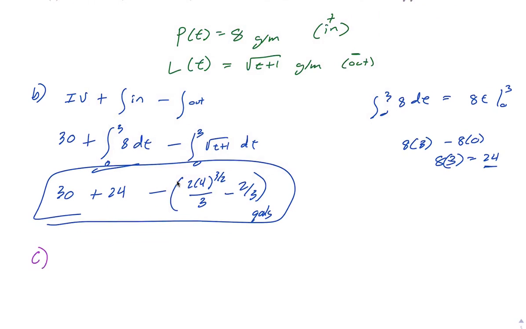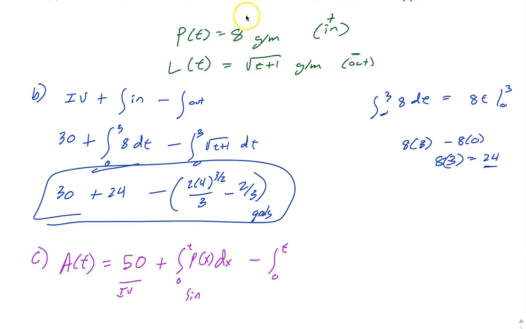C is just the initial value, so A of t is the initial value, which is 50, plus the integral of in, which is P of t. Again, as long as I name it and write it down somewhere. From 0 to t. And since I wrote t up there, I have to write something like x down here. Minus the integral of out, and that would be, for me, L of x.